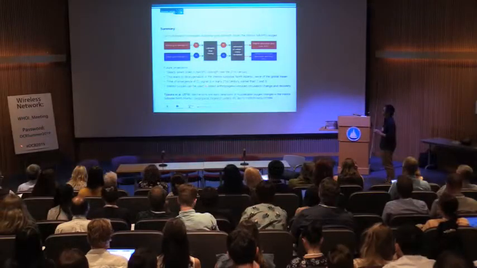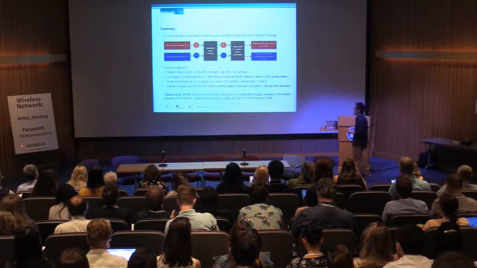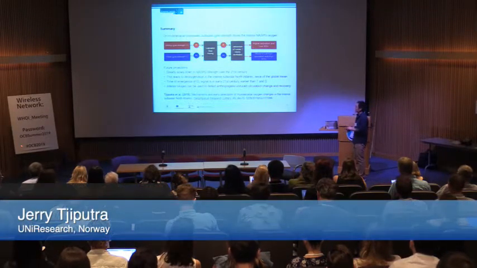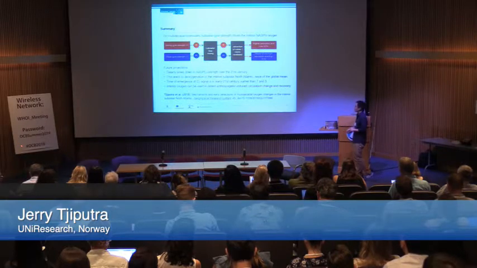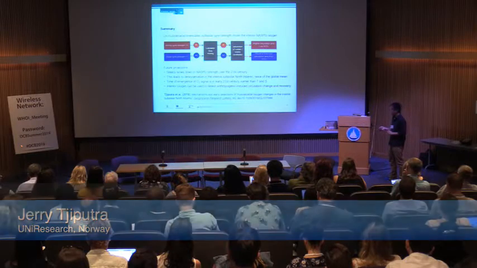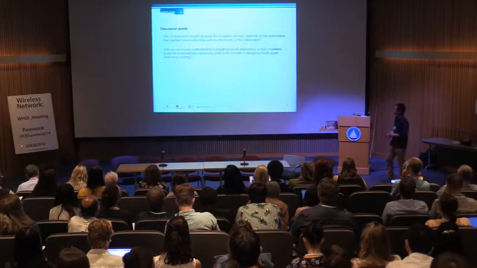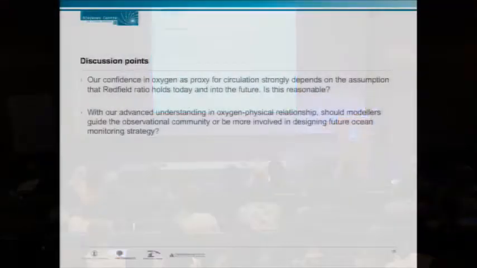And the time of emergence of oxygen is much, much earlier in the 21st century than temperature and salinity. Hence, we argue that interior oxygen can be used to detect anthropogenic-induced circulation change and recovery. And I was asked to pose a few questions for the discussions.